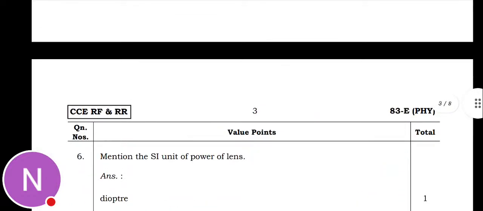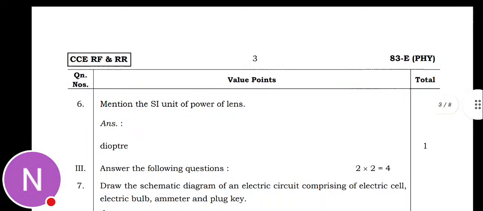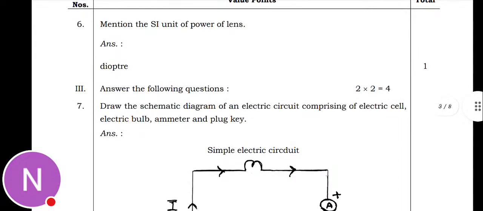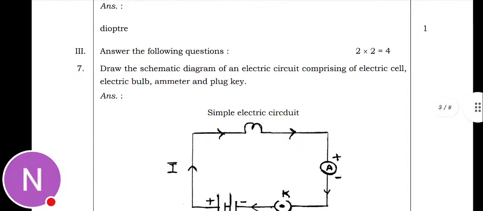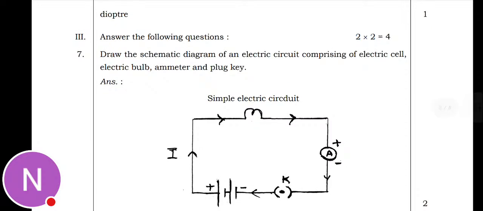Next is: mention the SI unit of power of lens. The SI unit of power of lens is dioptre. Next is the seventh question. Answer the following. The 2 marks question is: draw the schematic diagram of an electric circuit comprising of electrical cell, electrical bulb, ammeter, and plug key.